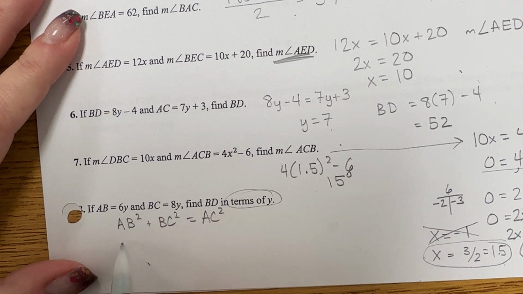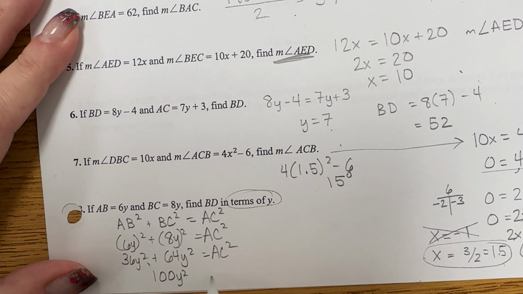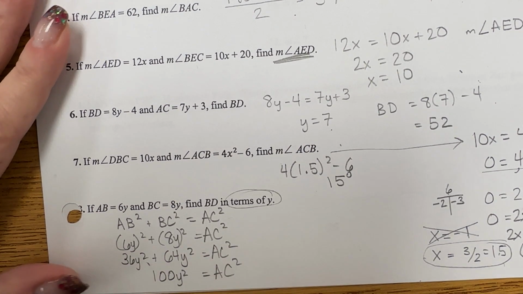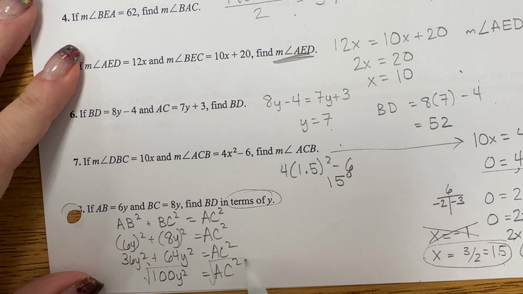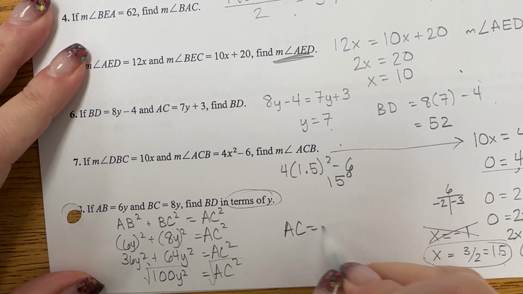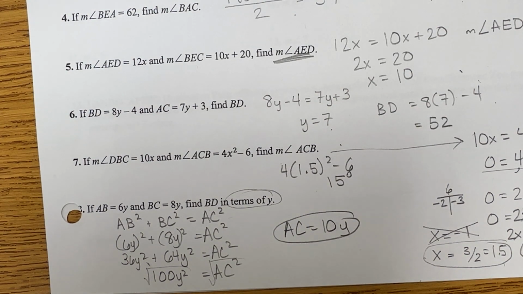Okay, so here's what I know. This is 6y squared, and that's 8y squared, and that's equal to AC squared. Okay, so 36y squared plus 64y squared equals AC squared. So that's 100y squared equals AC squared. Now, if you were in class, I would ask you, how do you get rid of a square? And you would, of course, tell me square root both sides. So that means AC has to be equal to 10y. Notice my final answer is in terms of y, and that's what they wanted.